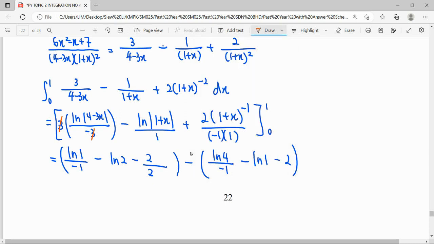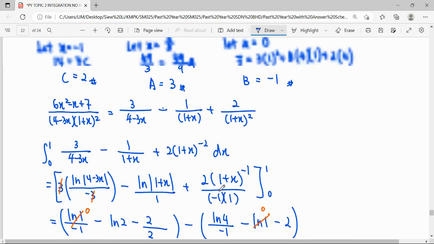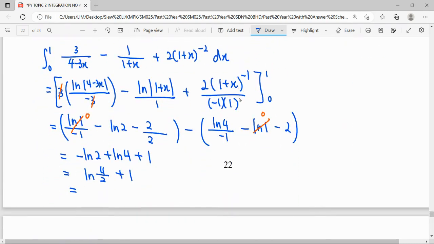As ln 1 is 0, this will become 0. This is 0. Then we simplify. We have negative ln 2. So negative, negative, positive ln 4. As for the numbers, we have minus 1 plus 2, we have plus 1. As ln minus ln, it will be 4 divided by 2. So ln 4 minus ln 2, so 2 will be divided. As we simplify, we can get ln 2. So as the question states, we rearrange to start with 1 plus ln 2.